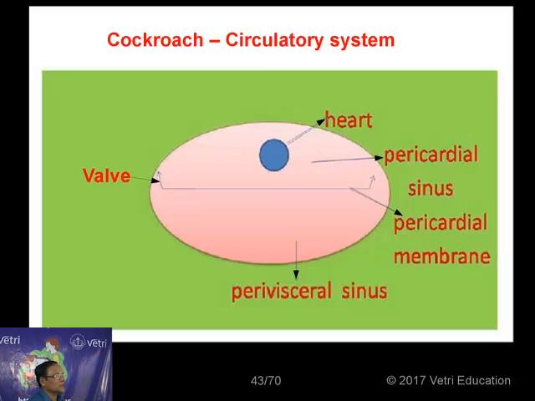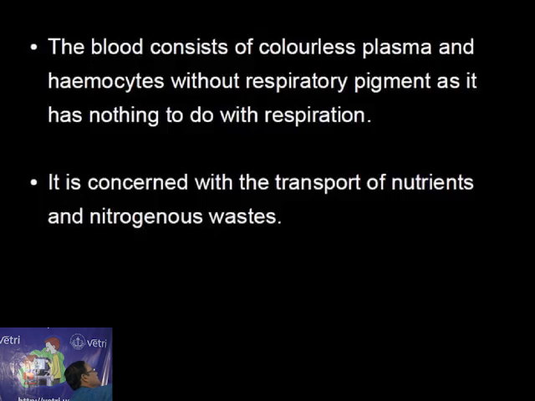So the blood is kept in circulation by the alary muscles connected to the lateral walls of the heart and to the body wall. Now the blood consists of colorless plasma, I mentioned, that is the hemolymph, and the cells, called hemocytes, which do not contain any pigment in them. That's why they have nothing to do with respiration. They are not at all involved in the transport of oxygen or carbon dioxide, either from outside to the interior or to the tissues, or from the tissues to the exterior.